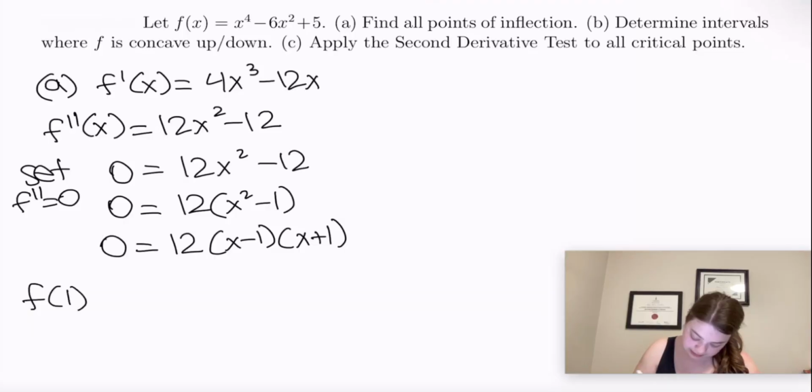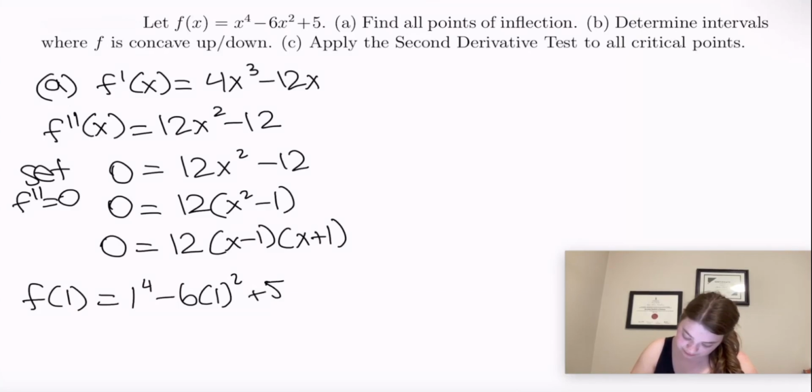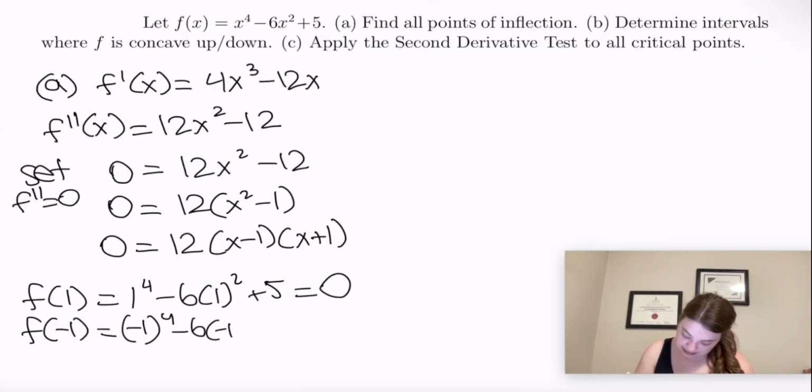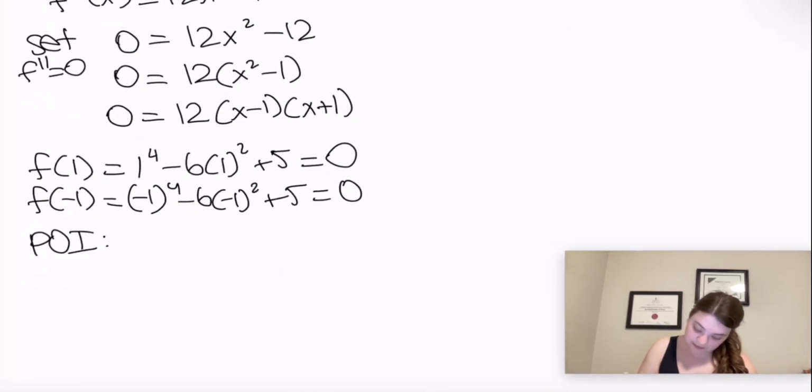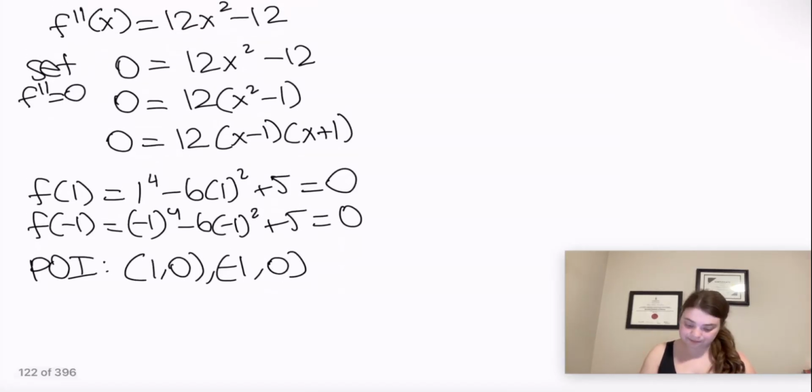So f of 1 is equal to 1 to the power 4 minus 6 times 1 squared plus 5, which is equal to 0. And then f of negative 1 is negative 1 to the power 4 minus 6 times negative 1 squared plus 5. And I believe that is also going to be 0. Yes, that's also 0. Okay, so therefore, the points of inflection are going to be (1, 0) and (negative 1, 0) as well. So those are our points of inflection.